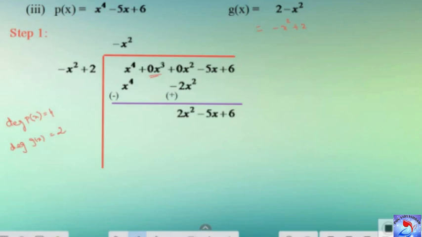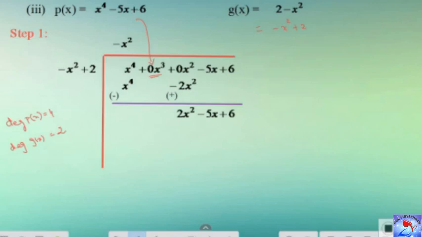That is, when any number is multiplied with a 0, it becomes 0. We all knew it. So I'm writing this x cube as 0 into x cube. Similarly, writing the x square term as 0 into x square and adding it. It could be either added or subtracted, that doesn't matter. So x power 4 minus 5x plus 6 is written like x power 4 plus 0x cube plus 0x square minus 5x plus 6.